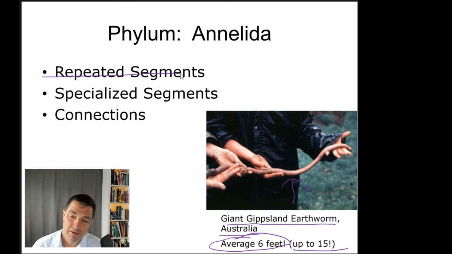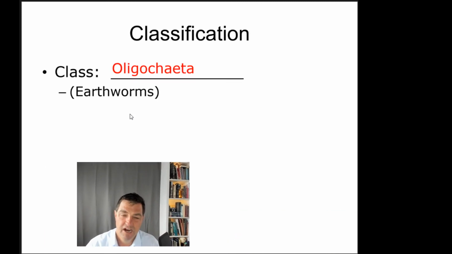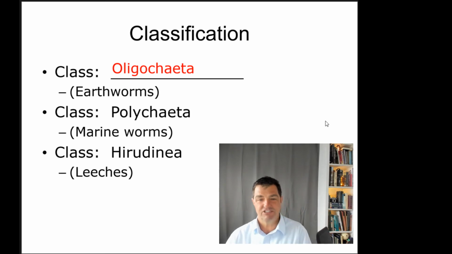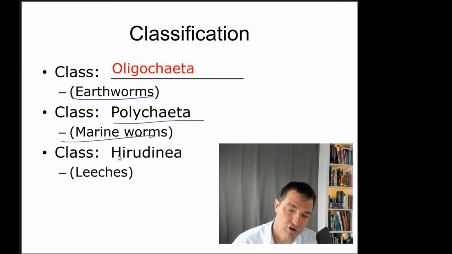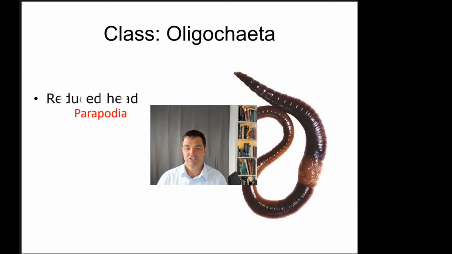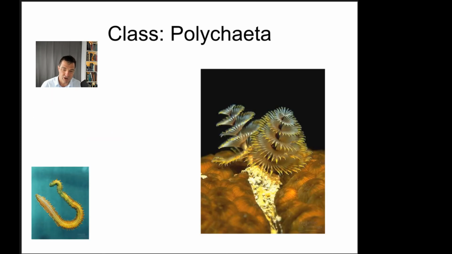They have repeated body segments and specialized segments, and those segments are then connected. When we do the earthworm dissection, you can see that in more detail. There are several different classes. We'll go through the Oligochaeta, which are our earthworms, the polychaetes, which are marine worms, and then the leeches. First, we'll start with the Oligochaeta.